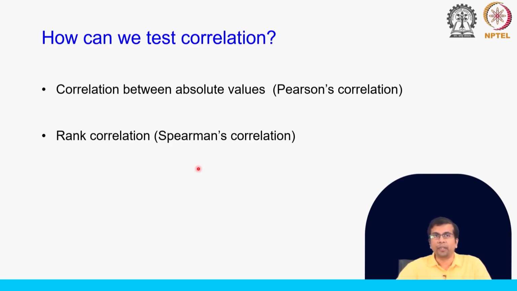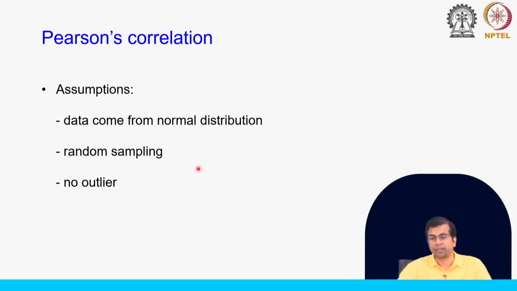So, again as you probably can imagine, these are really similar to parametric and non-parametric tests. Pearson's correlation actually has some assumptions. The assumption is that the data come from a normal distribution. So, again we have some sort of assumption about the distribution of the data. The data is being sampled from a normal distribution.